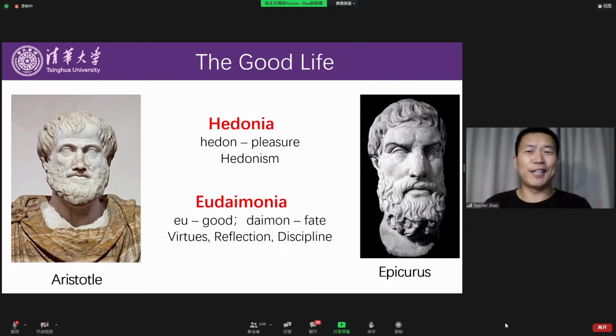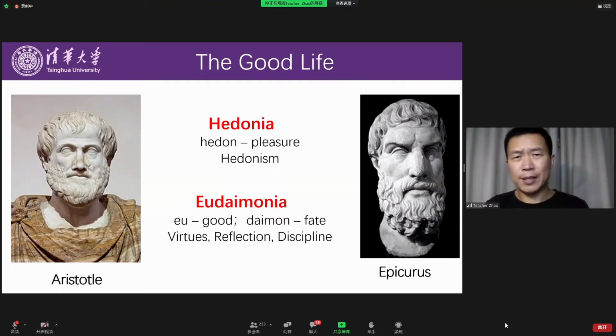So we know the word hedonism, right? People who pursue pleasure, the mind pleasure and mainly bodily pleasure, food or sex or clothes or status, etc. As long as I can enjoy myself, okay, it's fine. My life is good. But the school of Aristotle didn't agree with that.